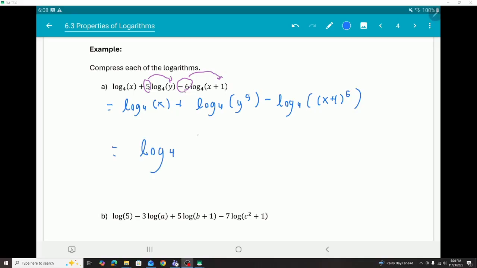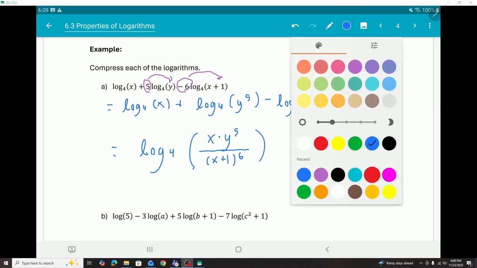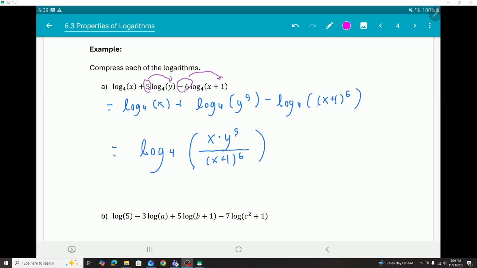The power rule, or the product rule, is going to say this is log base 4 of x times y to the 5th goes in the numerator. The minus on that last term is ultimately going to put it in the denominator. And so we get log base 4 of x times y to the 5th divided by x plus 1 to the 6th. Big thing I want to note, because I see this a fair bit, there is nothing we can do about addition inside of a logarithm. So that x plus 1 just stays x plus 1. There's no trick to get rid of it or anything like that.